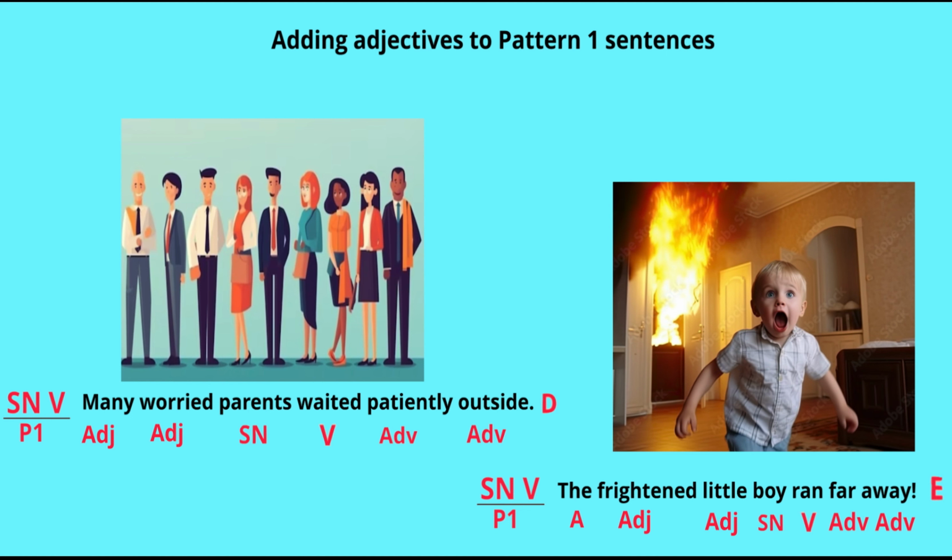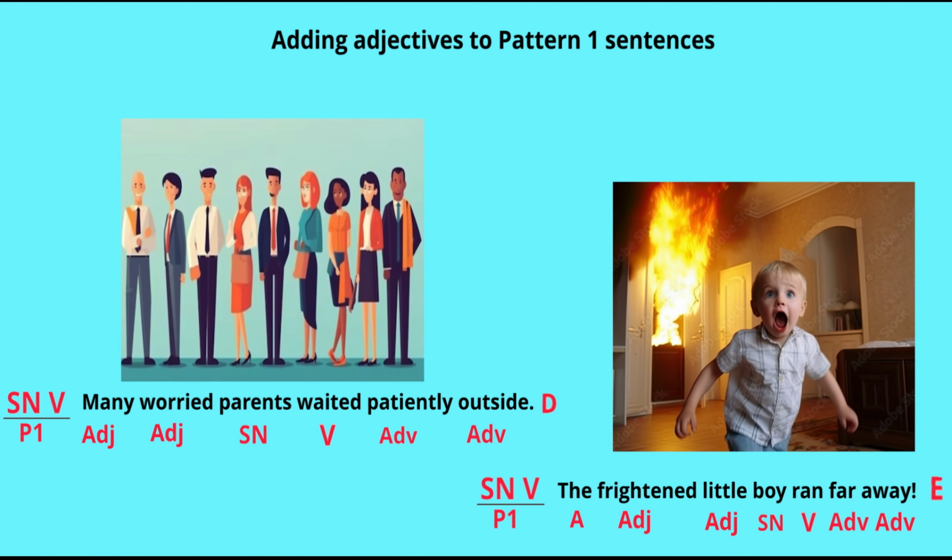And to identify an adverb, what questions do we need to ask? How they waited. They waited patiently. So patiently is an adverb. Where they waited? They waited outside. So outside is also an adverb. And this is a declarative sentence as it is giving information. And subject noun verb pattern 1 sentence.